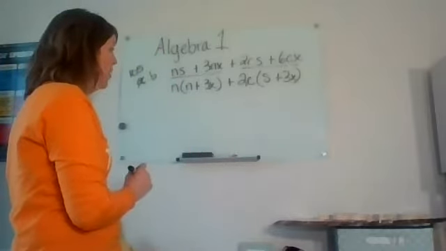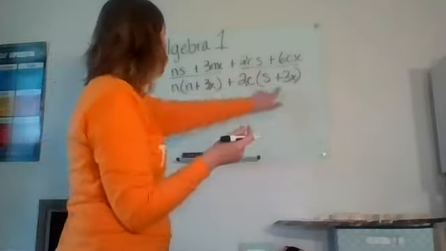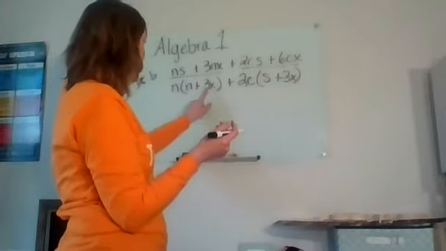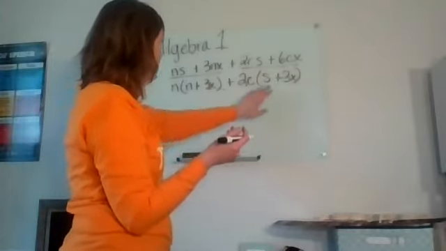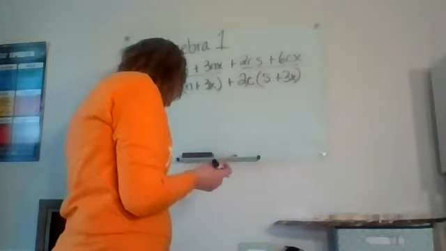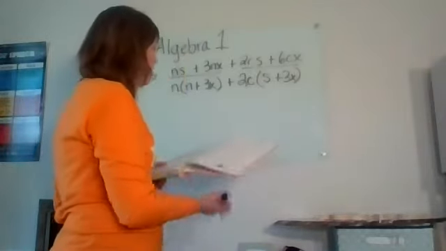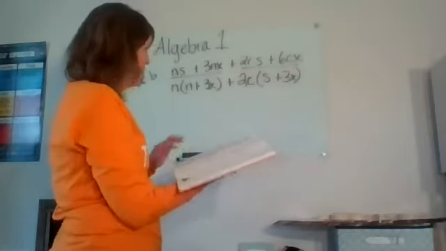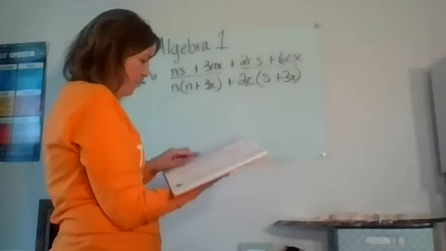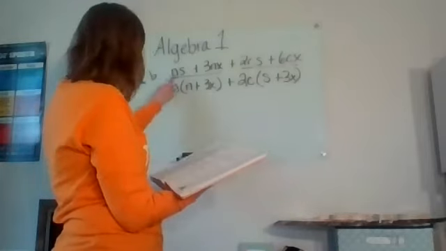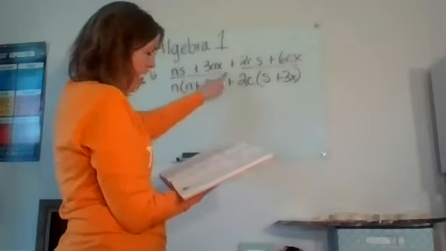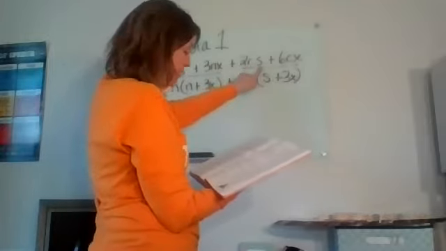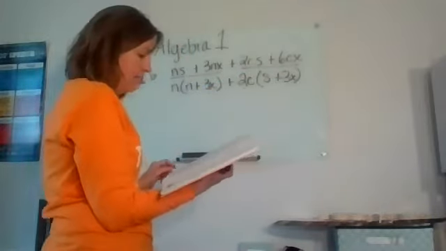All right, so I notice that these 2 do not work, do they? Because I've got N plus, and I've also got S plus 3X. So that's not going to work because they're not the same. So let's take a moment and go back to my terms. I've got ns plus 3nx plus 2cs plus 6cx.